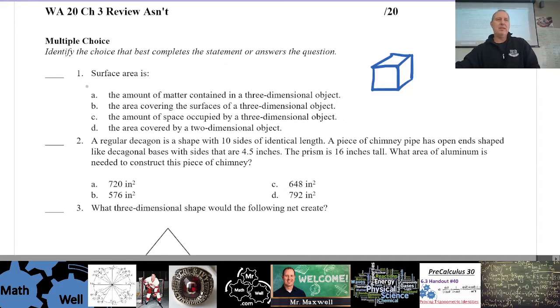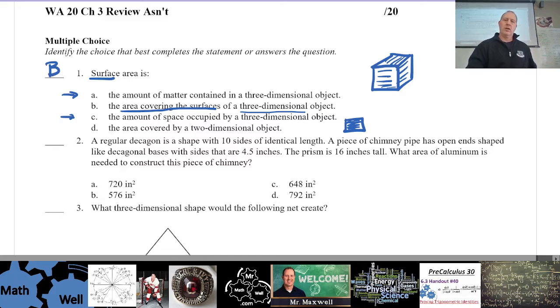Okay, which one is it? A, B, C, or D? What do you think? B. All right, the area covering the surfaces of a three-dimensional object. When it says surface area, that is talking about a three-dimensional object. It is the area covering a three-dimensional object all the way around. Now, the amount of matter inside, volume is the amount of space it takes up, capacity is how much it can hold. So that's definitely both volume. And then this one is just the area of a two-dimensional object. We wouldn't call that surface area. Question? Okay. All right, so that one is B.